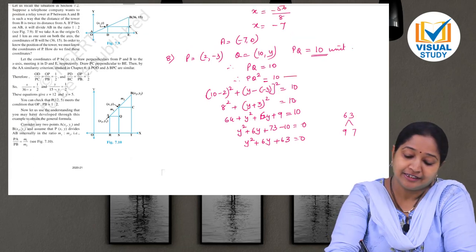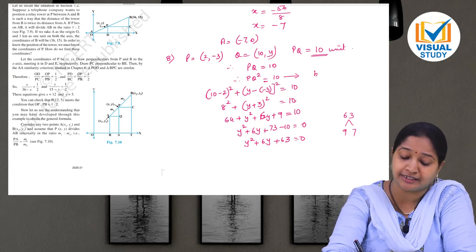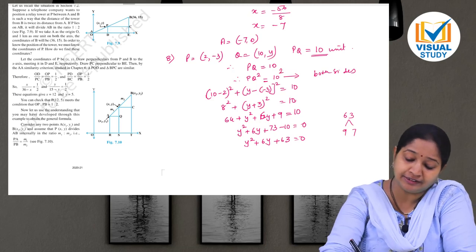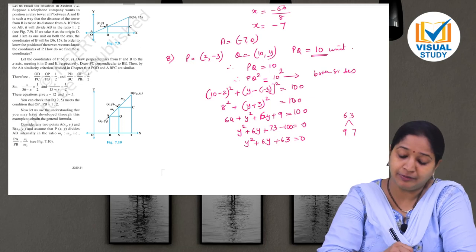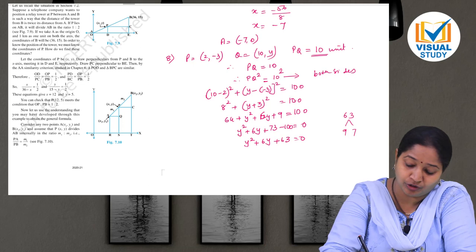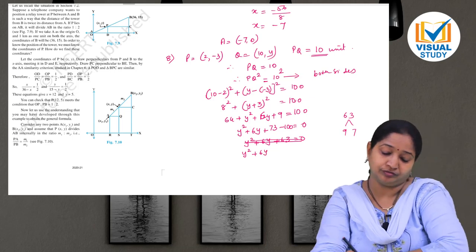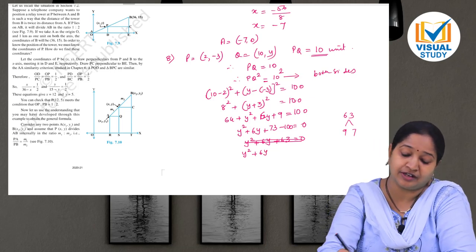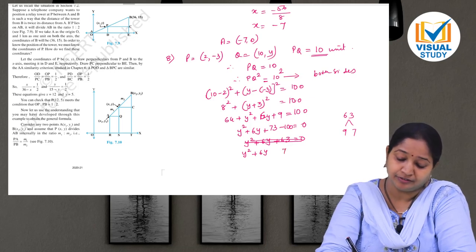Here, as I have taken it as a square, I have to take the square on both the sides. So, it will be 10 square and that will be 100 on that side. So, sorry students, that will be 100 minus 73, how much you get? y square plus 6y, and 100 minus 73, that is 27.